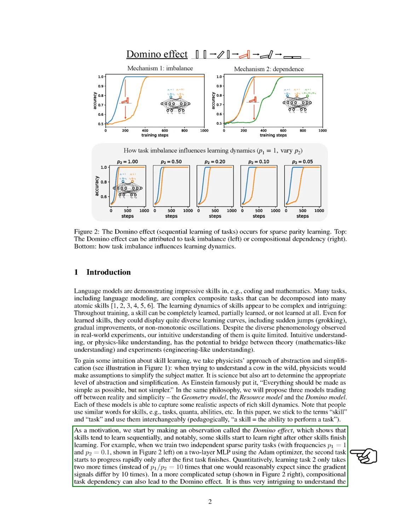To motivate our discussion, we introduce the domino effect, which illustrates that skills often learn in a sequence, with some skills beginning to learn right after others have finished. For example, when we train two independent tasks with different frequencies, we observe that the second task starts to progress quickly only after the first task is completed. This suggests that learning task 2 takes significantly less time than expected due to the influence of the first task.